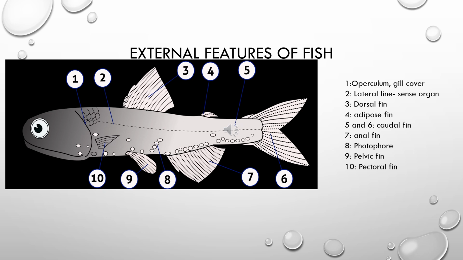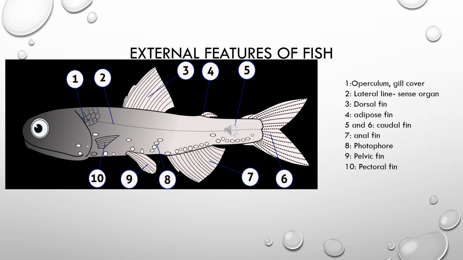First, we'll see the operculum, which is the gill cover, a structure that covers the gill. It has a protective function. It also acts as a valve to prevent water flowing backwards over the gill. And we don't see this in the sharks and the rays. We only see this in the bony fish.